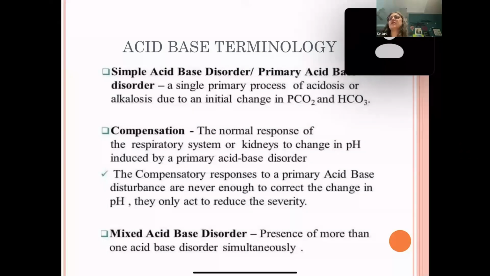Okay, compensation, what do we mean by that? That the normal response by the kidneys or the lungs to change in the pH is induced by a primary acid base disorder.